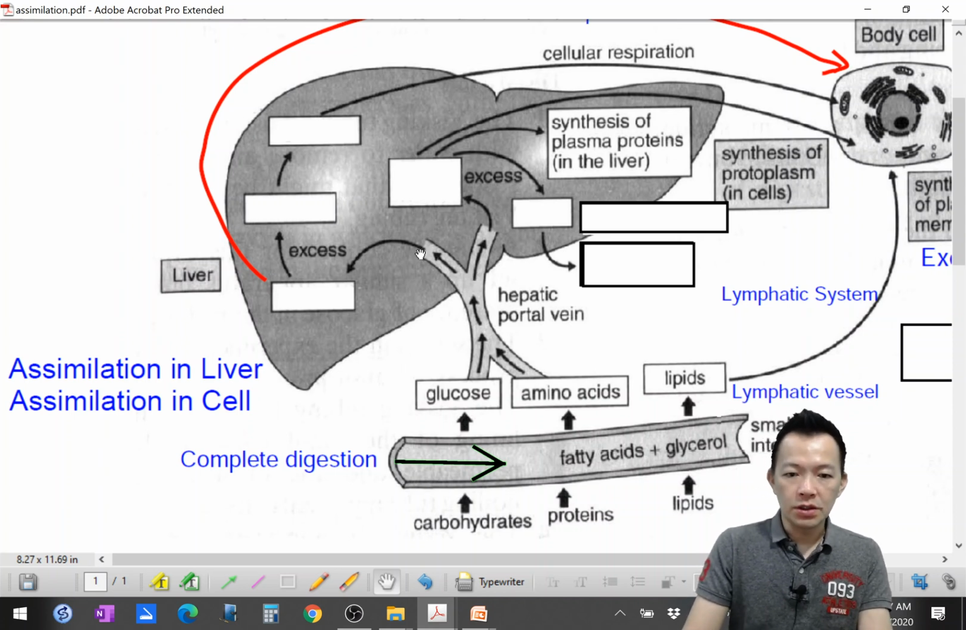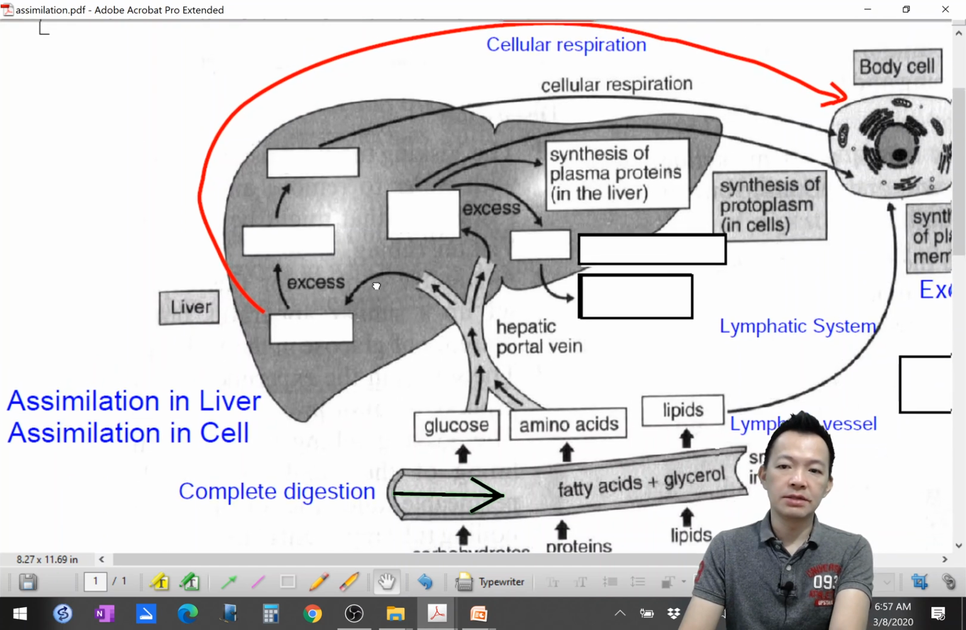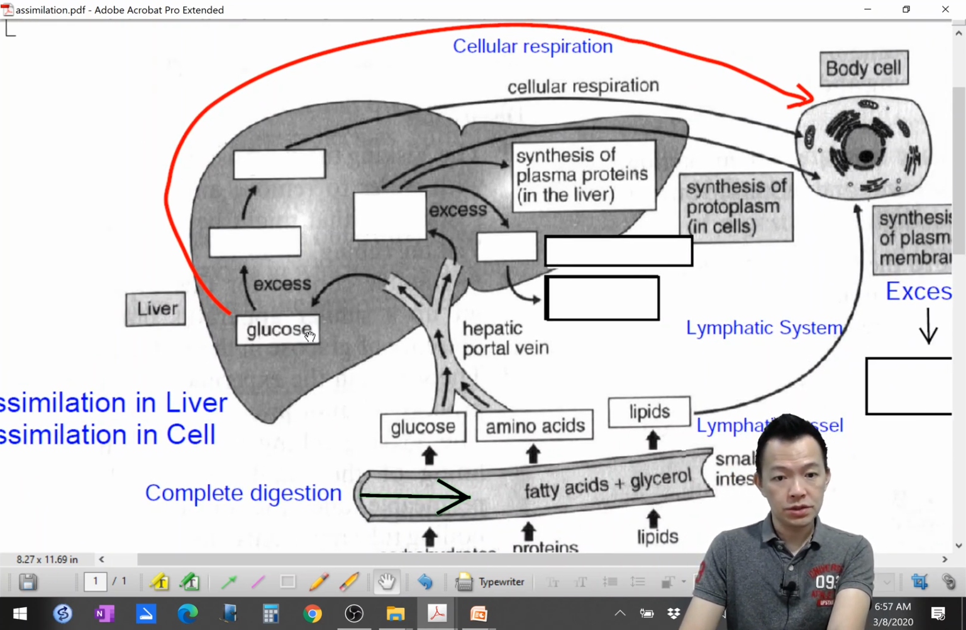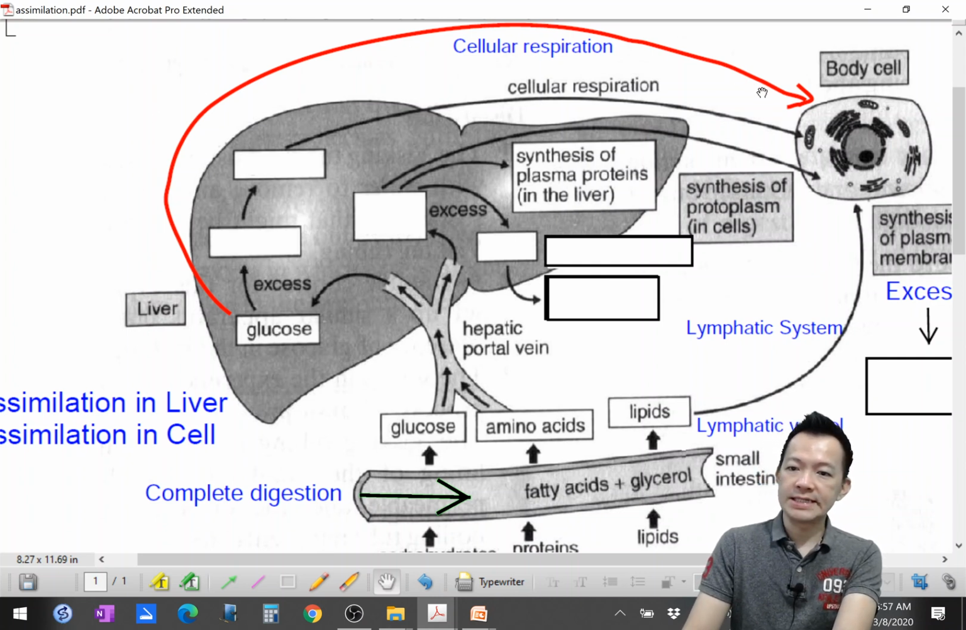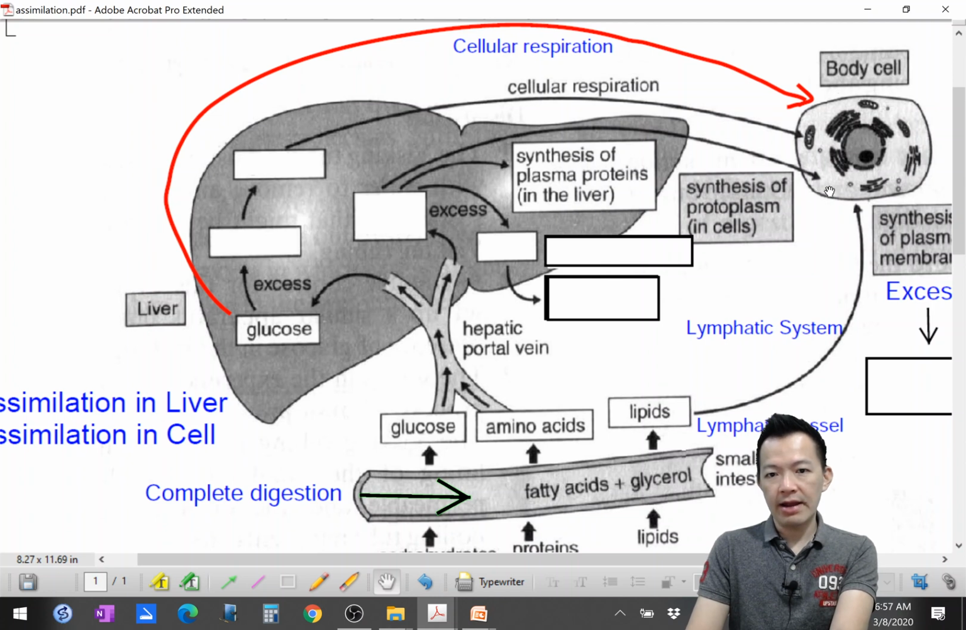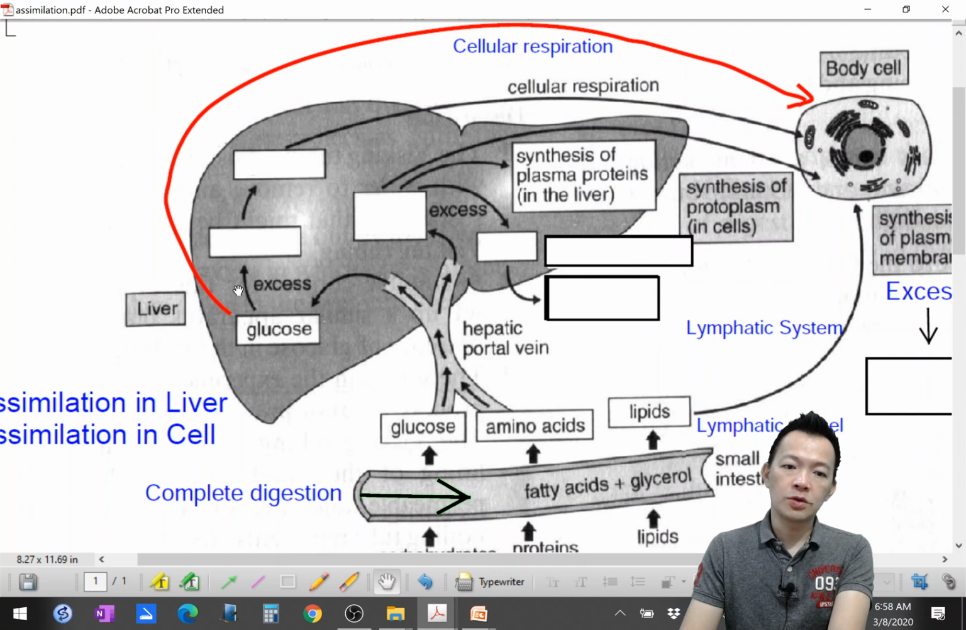Okay. So when the glucose comes to the liver, what happens? Some of the glucose will be directly sent to our cells through the blood circulatory system for the cell to carry out the process called respiration. This is what we call assimilation in the cell. The cell gets the glucose and carries out respiration to produce energy, ATP, right? And at the same time, when the glucose comes to the liver, if there is an excess of glucose, 太多的 glucose 如果没有被细胞用完, the excess glucose will be converted into glycogen and stored inside the liver, 收藏在我们的肝里面.